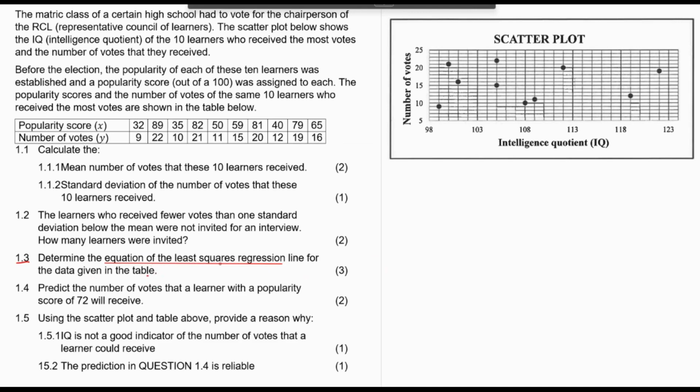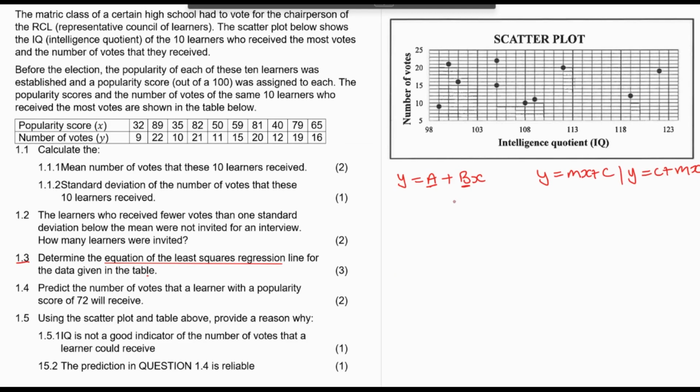The equation of the least squares regression line is represented as y is equal to a plus bx. Right? This is an equation of a straight line. It's just from this equation, y is equal to mx plus c, but written like y is equal to c plus mx. So meaning that b is the gradient and a is the y-coordinate of the y-intercept.